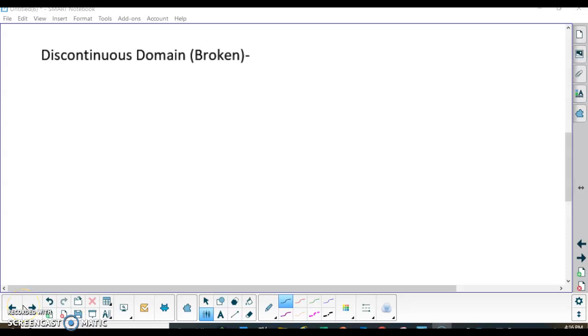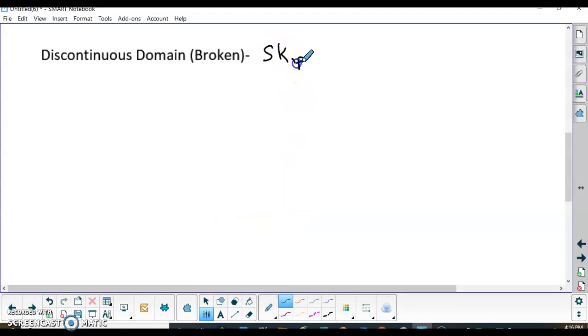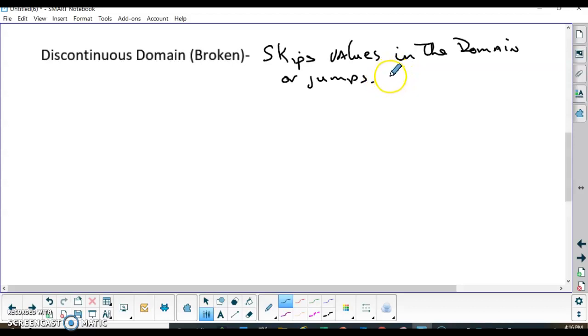Okay, just like we had continuous functions, we have discontinuous functions or broken functions, right? So it skips values. So it skips values in the domain. Or jumps. So in other words, these graphs are made up of two or more functions.